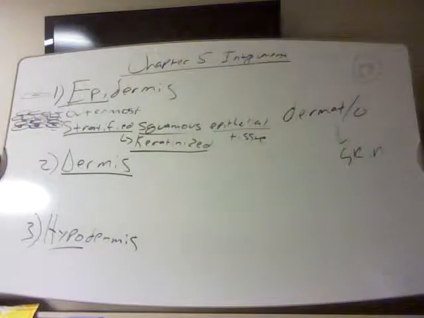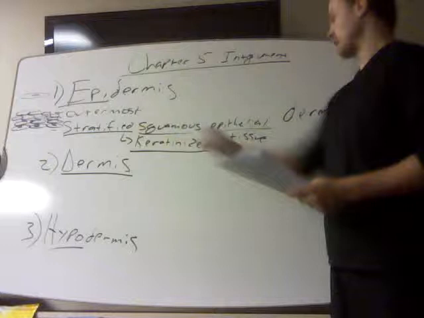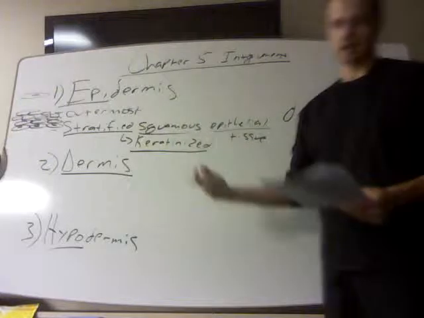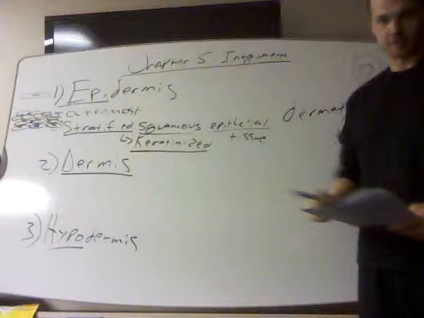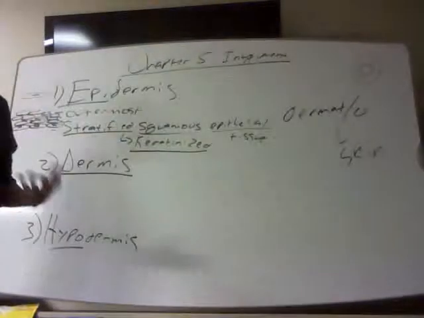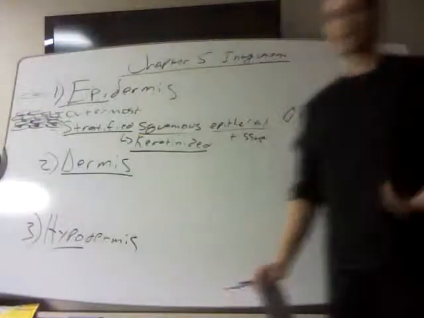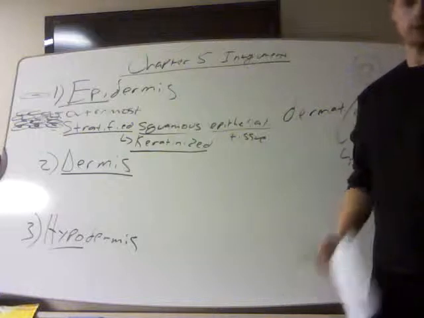Now there are 2 types of stratified squamous epithelial tissue: keratinized and non-keratinized. Keratinized you only find in the epidermis of the skin. Non-keratinized stratified squamous epithelial tissue you find lining wet areas of the body, like the inner lining of the vagina or the esophagus, areas where there are lots of watery secretions.